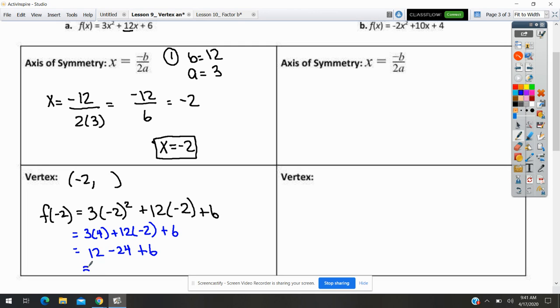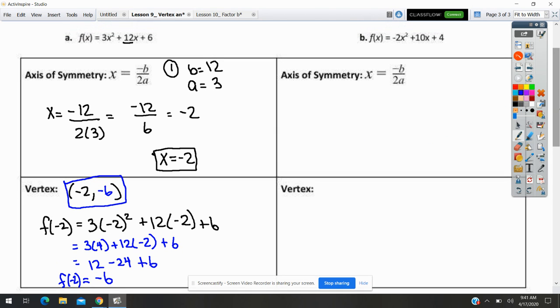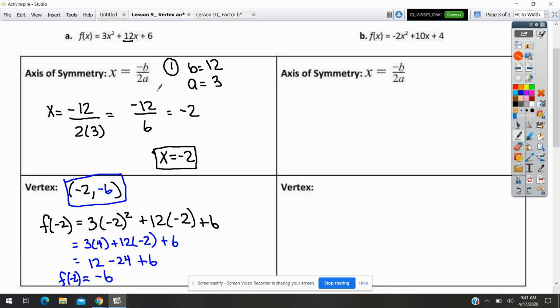And then you just combine everything. So 12 minus 24 is negative 12, plus 6 is negative 6. So that means the y value of our vertex is negative 6. Okay, and also to verify, you could graph to verify the point. You can use Desmos.com to graph it and verify that that's the vertex.